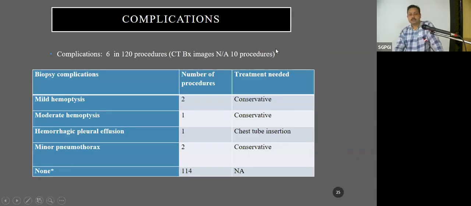Coming to the complications, we had complications in 6 patients. Most of these were minor and could be managed conservatively by oxygen supplementation, IV fluid, sometimes injection Trenexa. They were in the form of mild to moderate hemoptysis or minor pneumothorax, which did not require chest tube insertion. However, in one patient, we had a major complication where chest tube insertion was done, and this patient subsequently died.